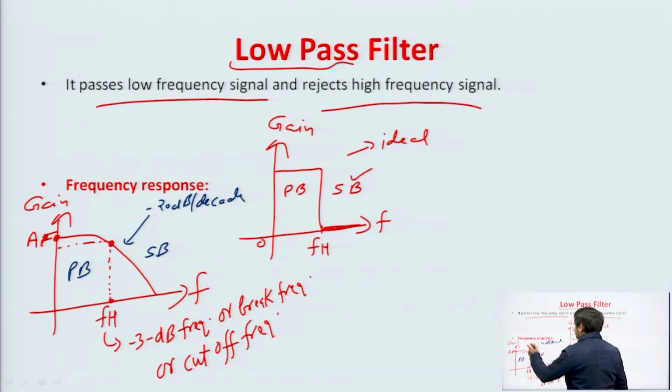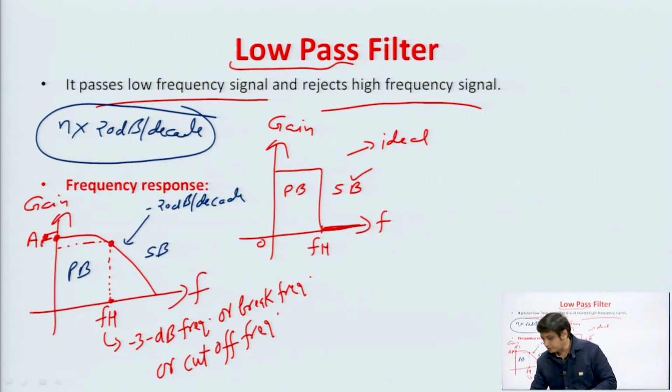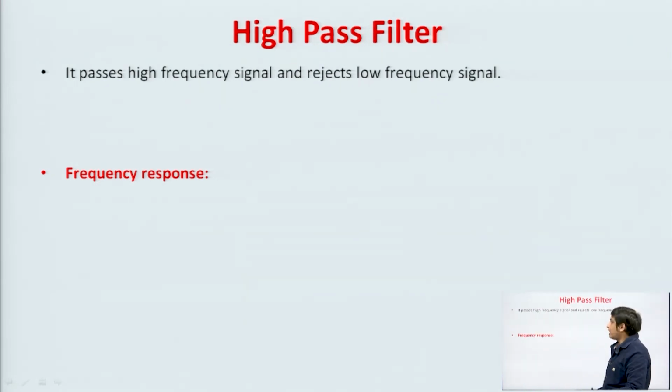So, in short, if the order of the filter is n, then the roll off rate will be n times 20 dB per decade, fine. So, this is called the roll off rate. This is the frequency response of the low pass filter, and the important terms are the pass band gain and the cutoff frequency. Now, another filter is the high pass filter.